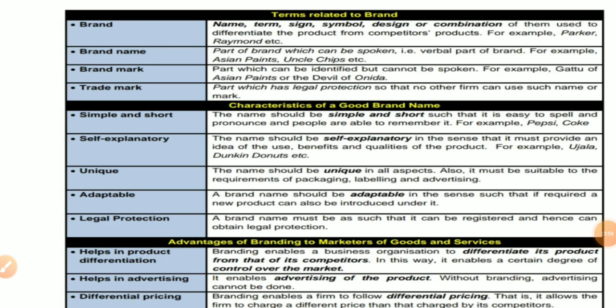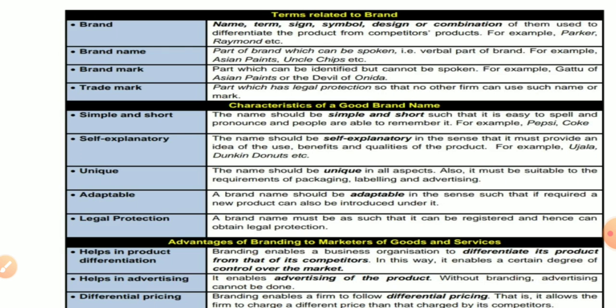Now, terms related to brand. The brand includes a sign, symbol, design or a combination of them, like Parker, Raymond's, etc. Brand name is the part of the brand which can be spoken, the verbal part of the brand, like Asian Paints, Uncle Chips. Brand mark: some marks are also given, like Adidas. Trademark is the part which has legal protection so that no other firm can use such a name.